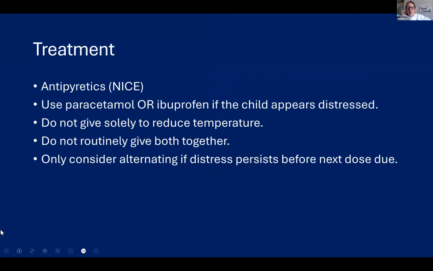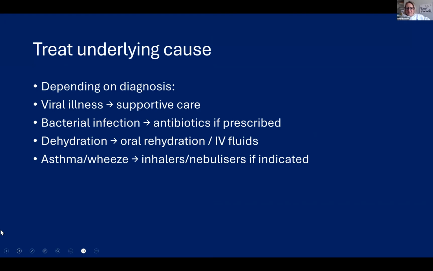So what's the treatment? NICE does recommend the use of antipyretics, so paracetamol or ibuprofen, but only if the child appears distressed. It shouldn't be given solely to reduce the temperature. So you just need to be quite careful in an exam. Make sure you're following the NICE guidance. We don't routinely give both together, but we can alternate between ibuprofen and paracetamol if the distress persists. We might also do other things such as not having the child overly dressed or overly swaddled, but there's limited evidence around cool and tepid sponging.